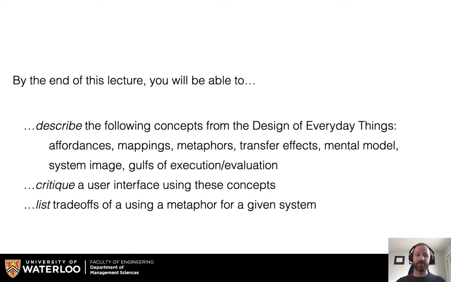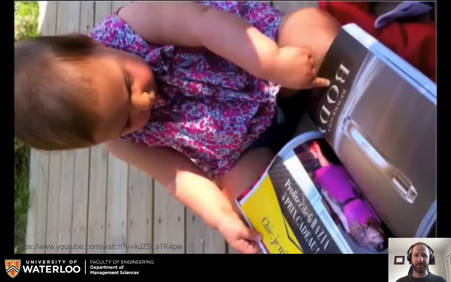By the end of this lecture, you'll be able to describe the following concepts from the design of everyday things: affordances, mappings, metaphors, transfer effects, mental model, system image, and gulfs of execution and evaluation. You'll be able to critique a user interface using these concepts, and list trade-offs for using a metaphor for a given system. Let's start with the movie.